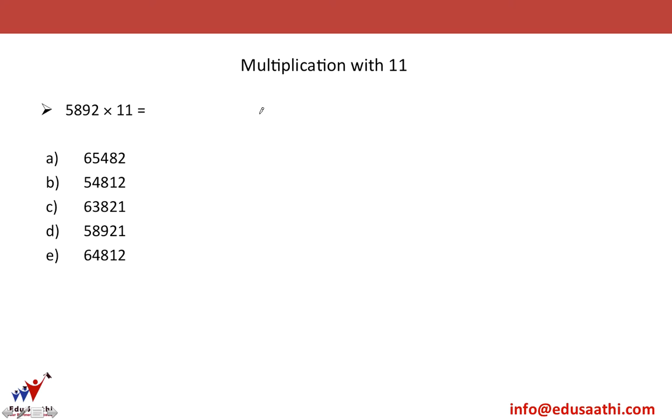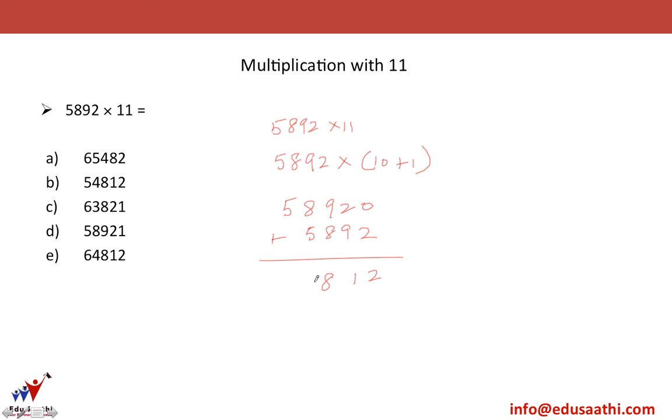Let's move on to the multiplication with 11. Again, 5892 multiplied by 11 can also be rewritten as 5892 multiplied by 10 plus 1. So this gives me 58920 plus 5892. So if you add all these, you'll get 218 4 and 6. So this E part here is the right answer option.